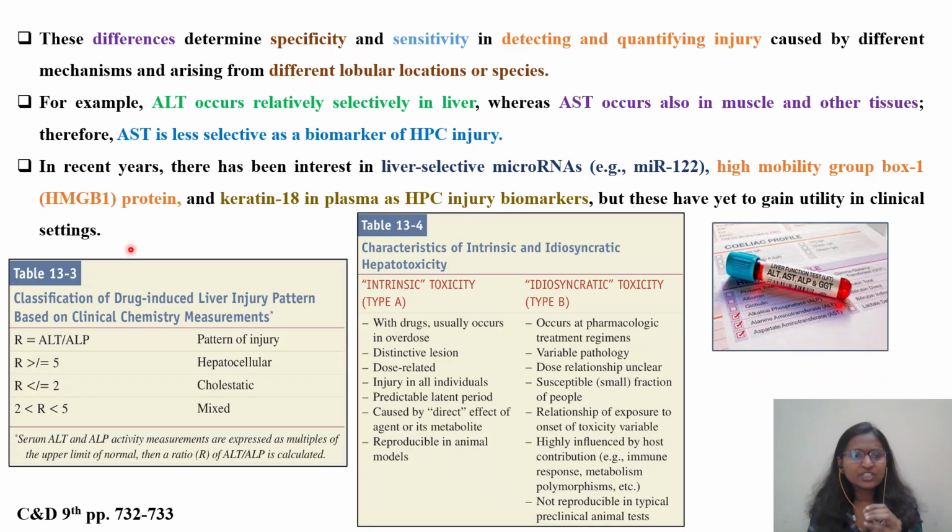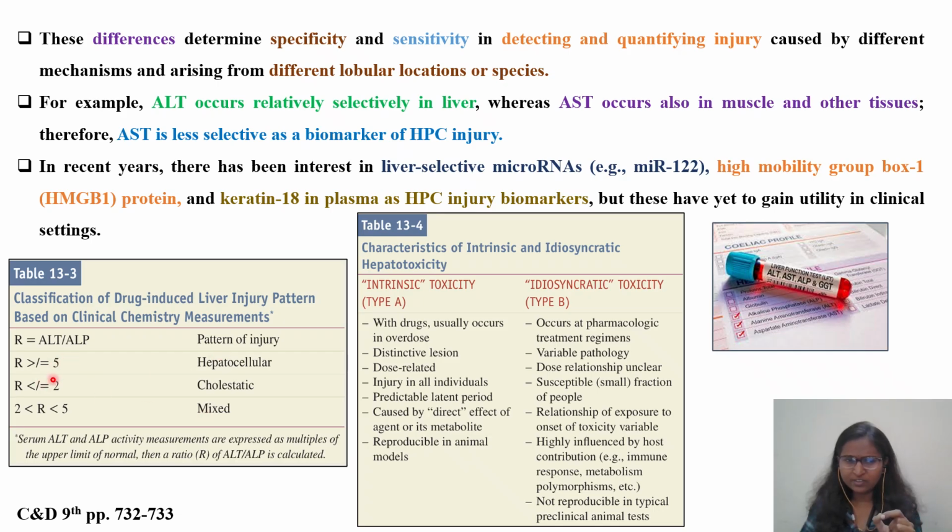In addition to that, you should also read table 13.3. In this they have given the classification of drug induced liver injury pattern based on clinical chemistry measurements. Serum ALT and ALP activity measurements are expressed as multiples of the upper limit of normal, then a ratio R of ALT by ALP is calculated. So they have given you some ratios: R is equal to ALT by ALP. So what is the pattern of injury?